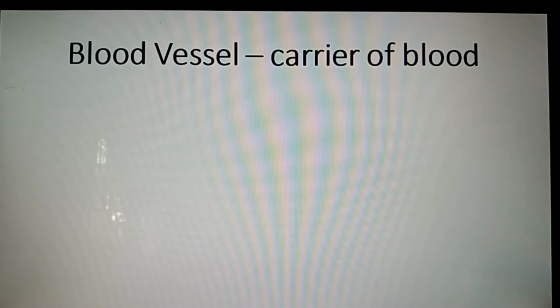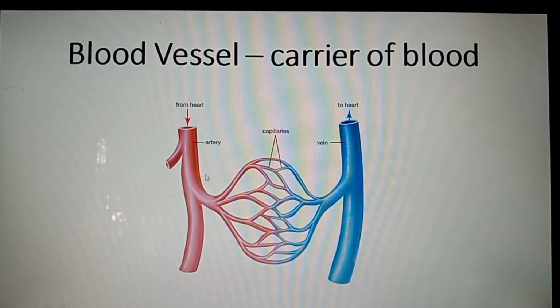The second part of the circulatory system is the blood vessel. Trabaho nito, children, is the carrier of blood. Siya yung nagdadala ng dugo. So there are 3 types of blood vessels. We have the artery, the capillaries, and of course, the vein.